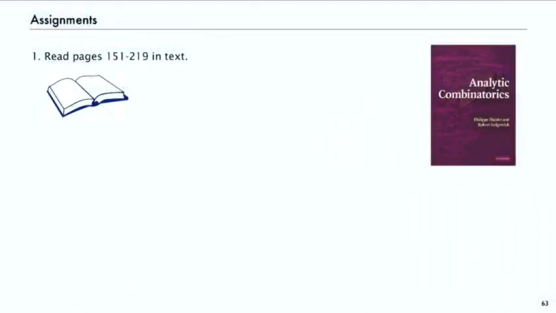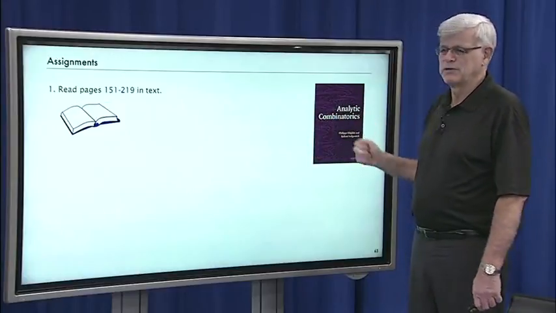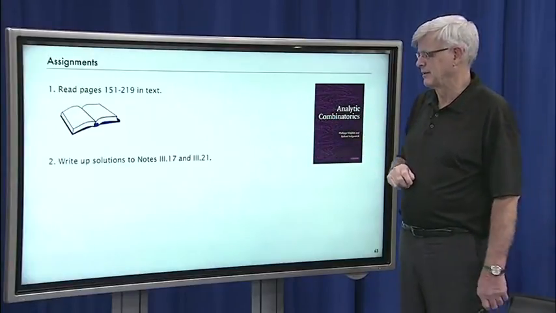Read again the chapter in the text about multivariate generating functions. And again, there's quite a bit of advanced material in there. It's not intended that everybody read every page, but rather to get a good idea of what's in there and read more detail about what you find interesting.